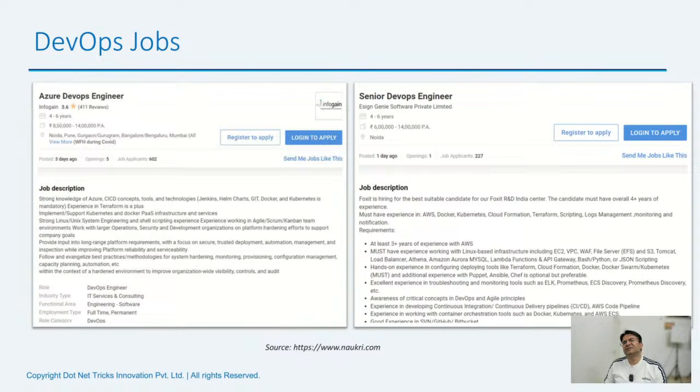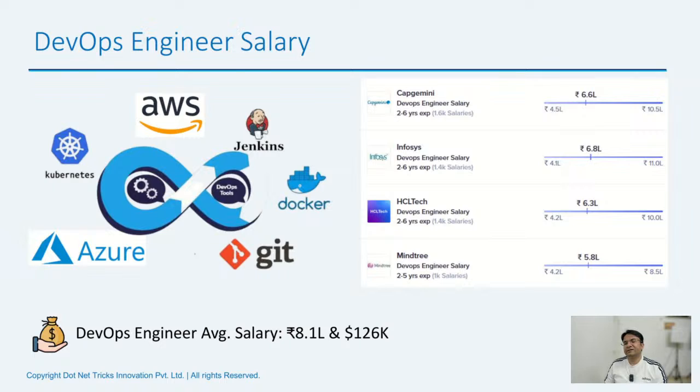Even if we look at the many other job openings available on various job portals, like Naukri, let's say Indeed.com. This is the picture I have taken from Indeed.com, where they show the average salary for a DevOps engineer at Capgemini, Infosys, HCL, Mindtree, and many other companies. So this is the average salary, 8 lakhs, and it can go to 30 lakhs, it can go to 40 lakhs as well. It depends upon the experience you have, the expertise you have. But we have a very good salary in this job role.